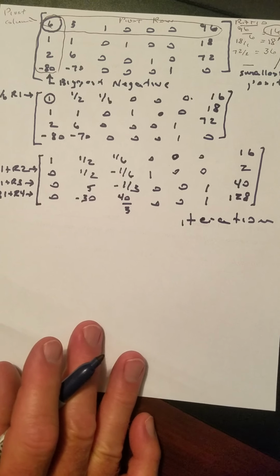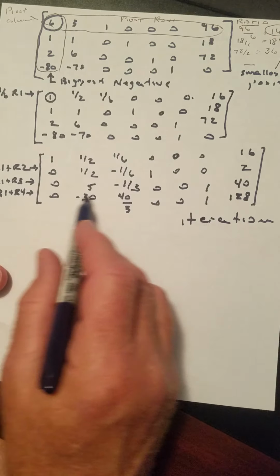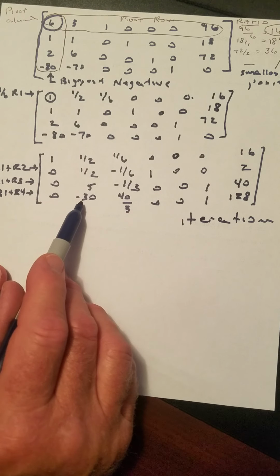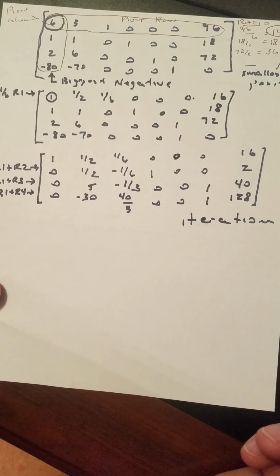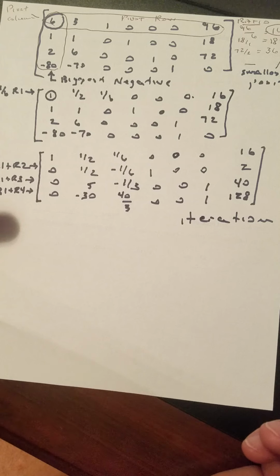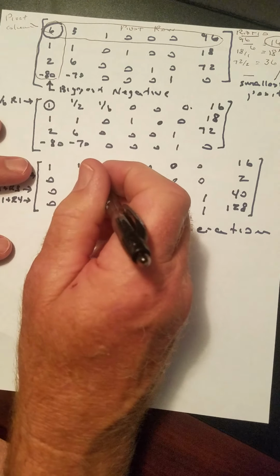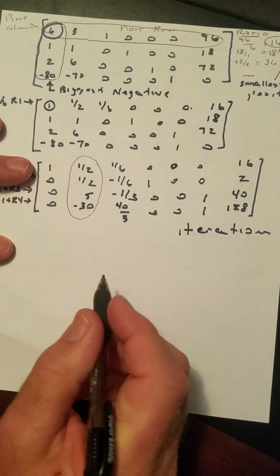Well, I don't know. How do you know when you're done? Well, when you can look at the bottom row and there's no negatives. Are there any negatives in the bottom row? Yes, there's one here. That means we are not done. If all the negatives had disappeared, then I'd be done. Okay, so we start the process over. So biggest negative tells us that this is our pivot column.